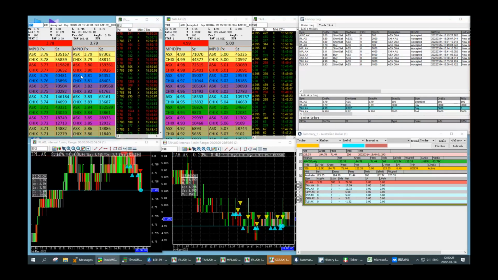Here you can see I have a short IPL.AX, 500 shares at the price of 3.79, because I want to see if it will go to 3.80.